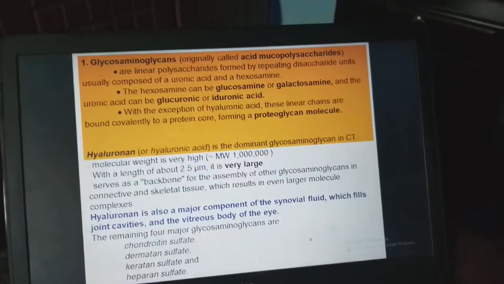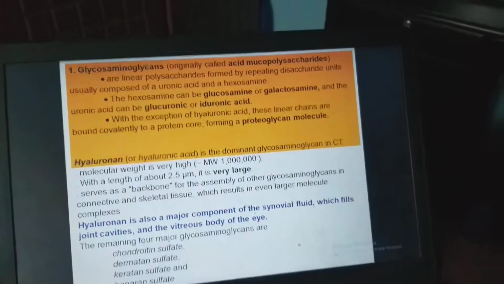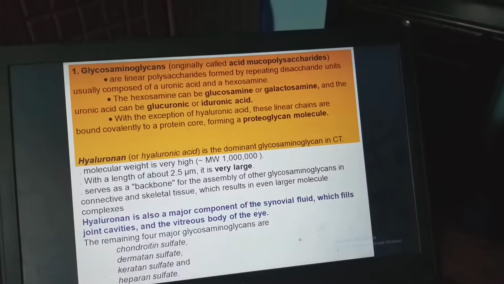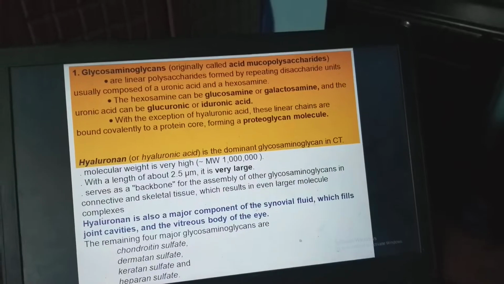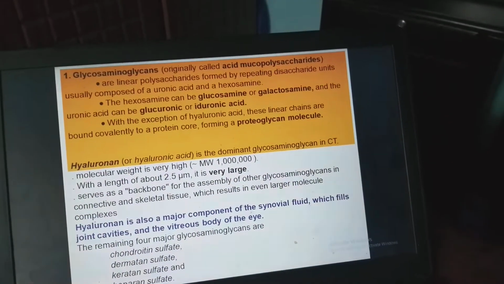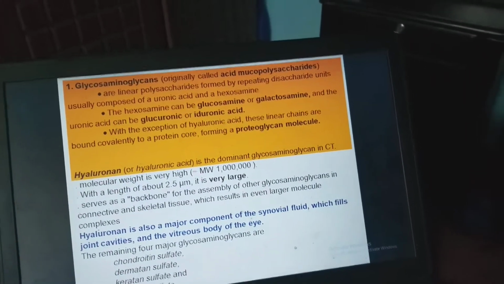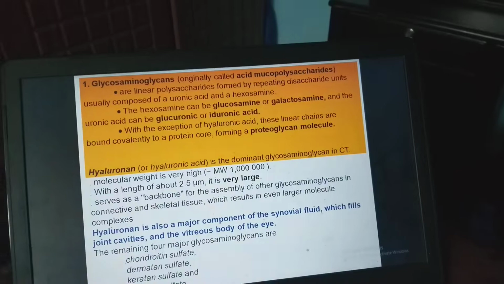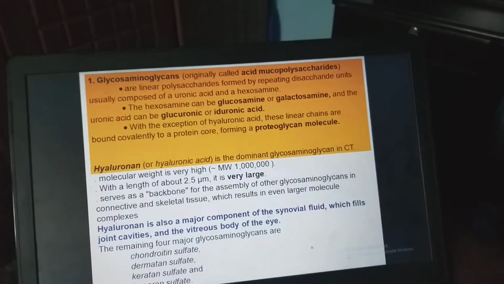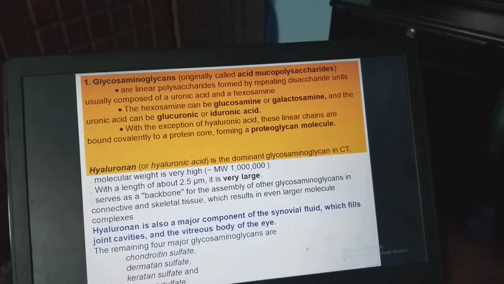The other is hexosamine, which can be glucosamine and galactosamine. And the uronic acid can be glucuronic and iduronic acid. With the exception of hyaluronic acid, these linear chains are bound covalently to protein to form proteoglycans. Don't forget: glycosaminoglycans, or simply GAG, form proteoglycans except one. Which one is it? Hyaluronic acid.